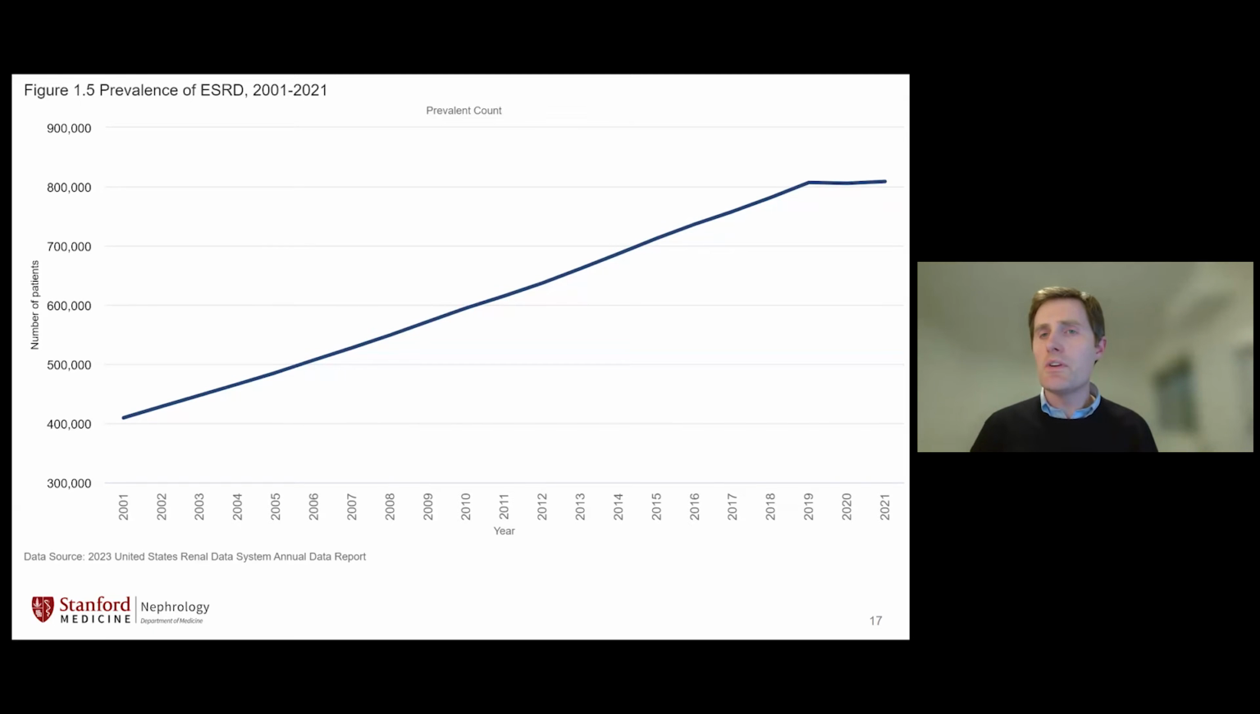Again, prevalence, you can see what's interesting is that starting in 2019, the curve flattens out. And there are a lot of reasons why people think that is, but you can see that's the first time in 20 years that the prevalence of ESRD within the population starts to relatively come down or flatten out.